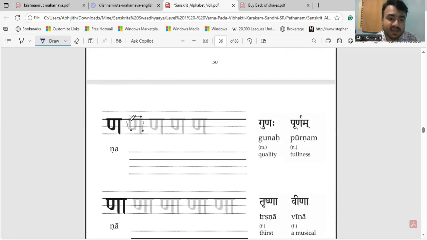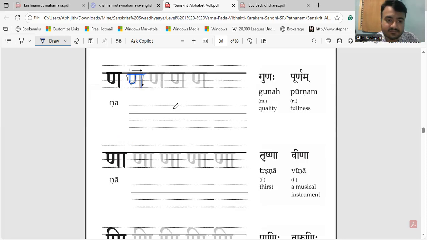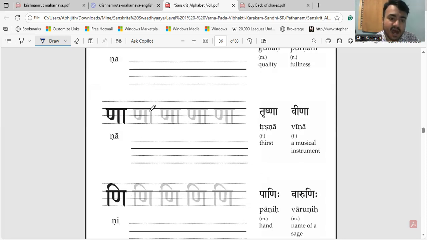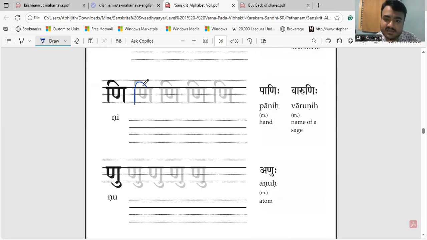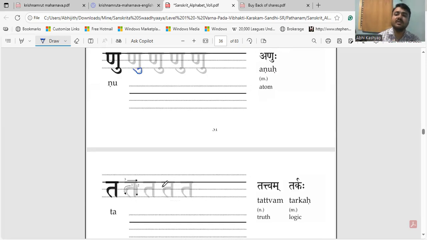The last varna of this varga is na. Na. A U, one line, and then one cap. This is also expressed as na, ni. Sorry, this is ni. This is hraswa. Nu. What is the difference between a hraswa and dirgha is matra kala. We will go through that in the end. That is the time required for pronunciation. That's all. So the concept will be taught.